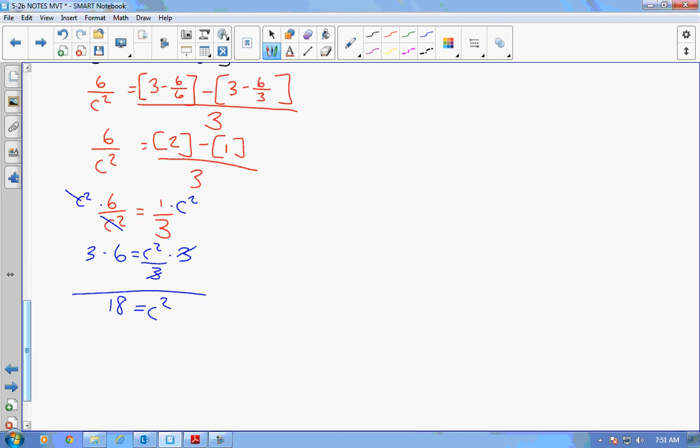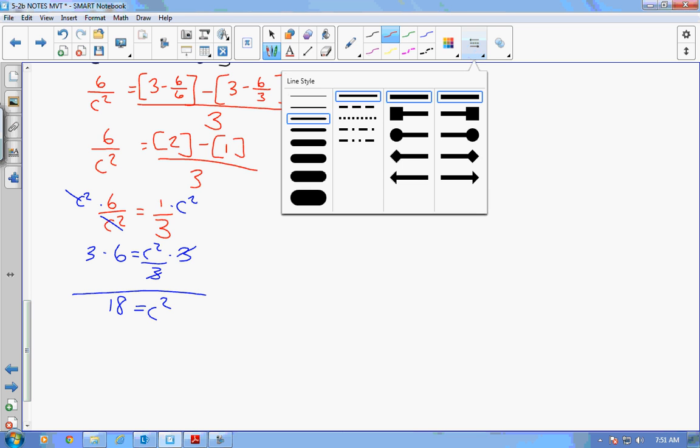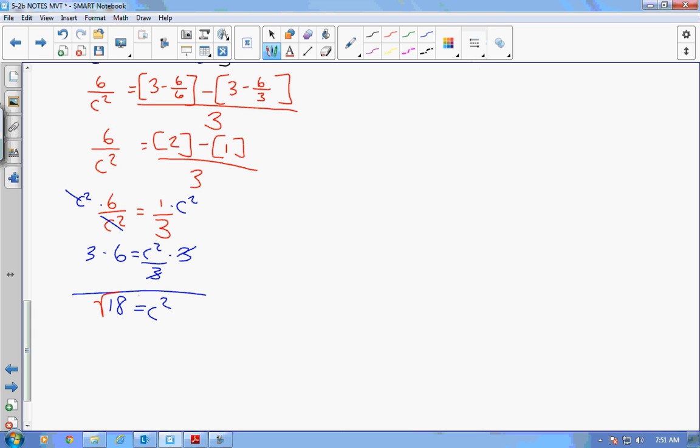Some people I saw this, and some people I didn't. When you apply the square root yourself, how many answers are there? 2. Plus or minus? Plus or minus square root 18. We can break down square root 18. 9, 2, 3, 3. Are there any pairs? Yeah, pull out 3, so it becomes 3 root 2.